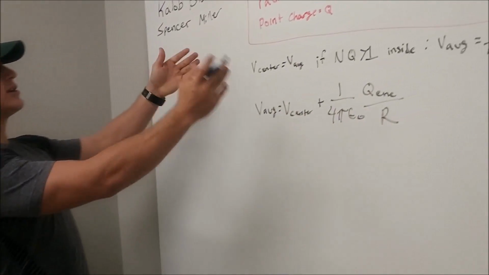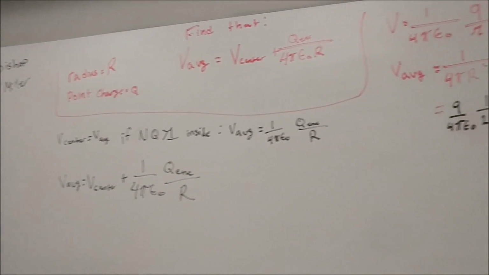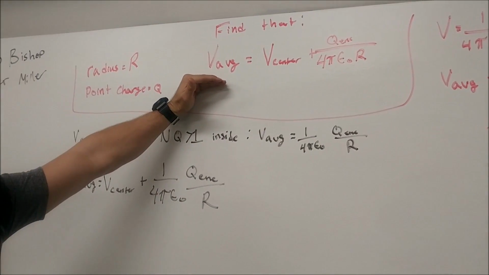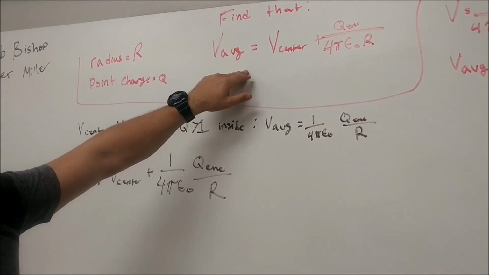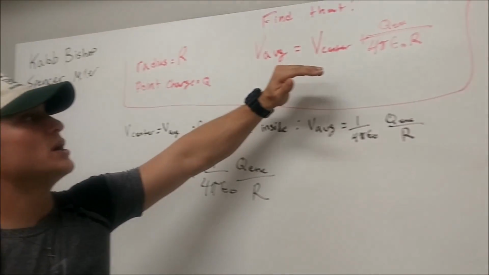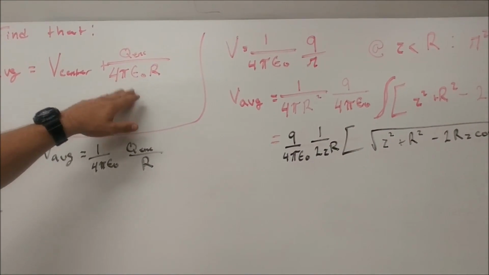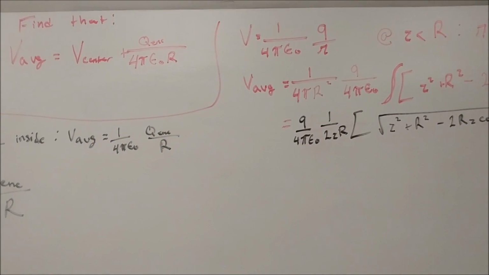And this concludes our video. This was proving that the average potential over a spherical surface is equal to the potential at the center of the sphere plus the Q enclosed over 4 pi epsilon sub naught.